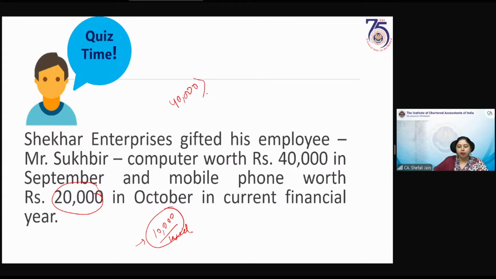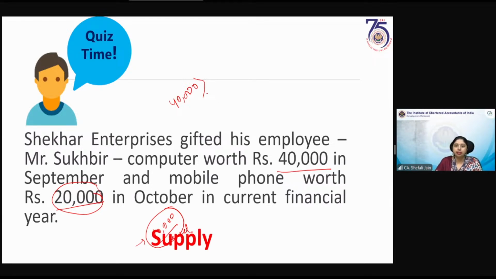Now, those who are saying it is not a supply, they are saying one product is of 40,000, another product is of 20,000. Both of them are less than 50,000, so they are not supply at all. First of all, the answer is it is a supply. Why is it a supply?